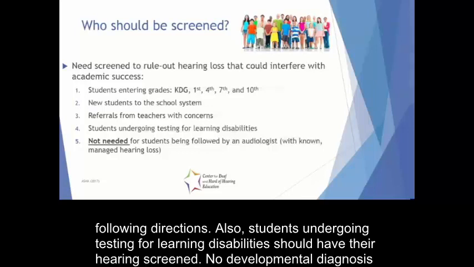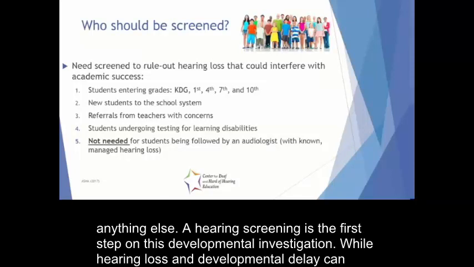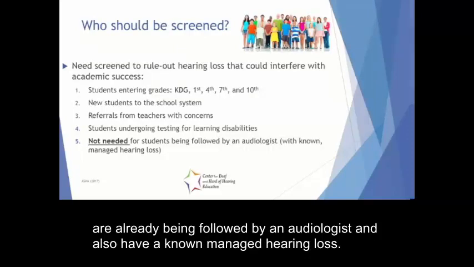No developmental diagnosis should be made until hearing loss is ruled out. If you are not certain that the child has normal access to sound, you cannot be certain of anything else. A hearing screening is the first step in this developmental investigation. While hearing loss and developmental delay can certainly coincide with one another, this is a vital first step in the evaluation process. Hearing screenings are not needed for students who are already being followed by an audiologist and already have a known managed hearing loss.